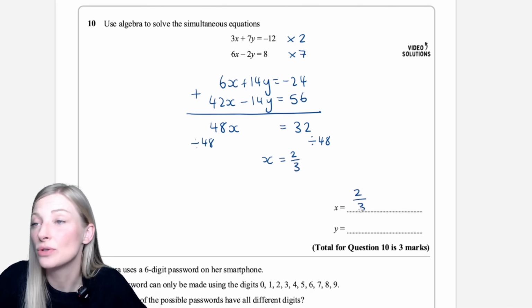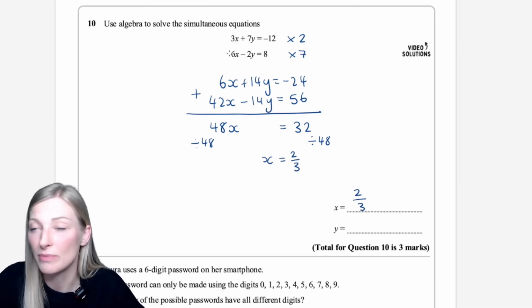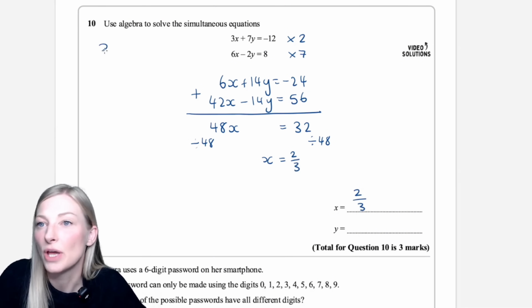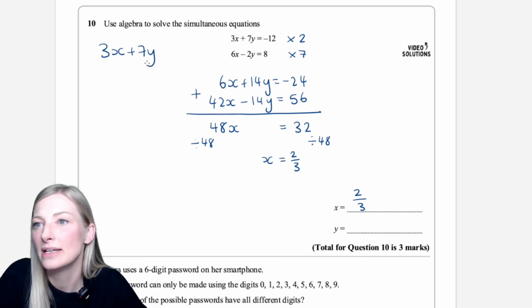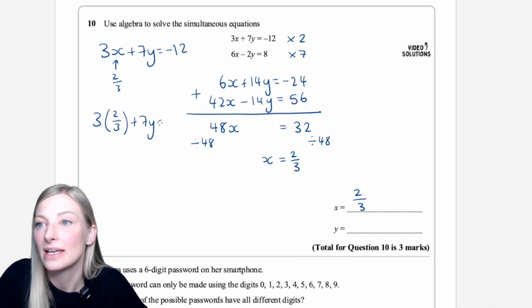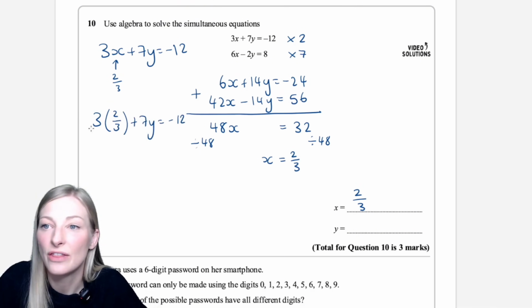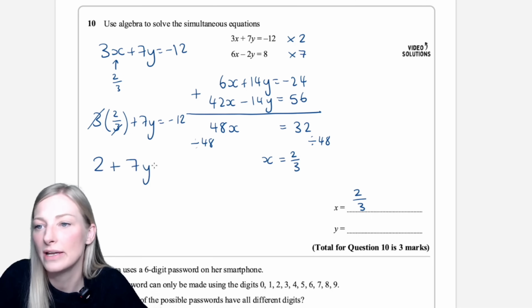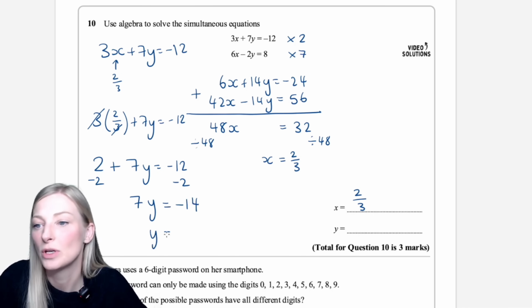Once I know that x is 2/3, I'm going to put that back into either of my equations. I'm going to go for the top one. So 3x add 7y is minus 12. And let's now make x 2/3 because we know that is the value. So 3 lots of 2/3, add 7y equals minus 12. And then 3 multiplied by 2/3, actually that just cancels. So 2 add 7y is minus 12. Take 2 away from both sides, means that 7y is minus 14, and then we can divide by 7. So y is minus 2.